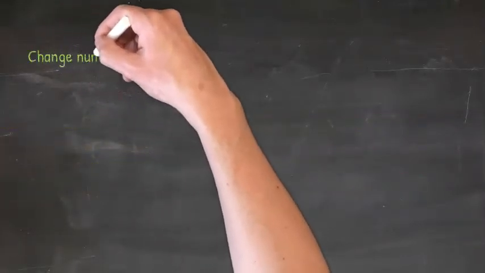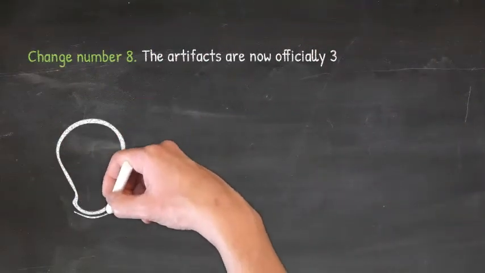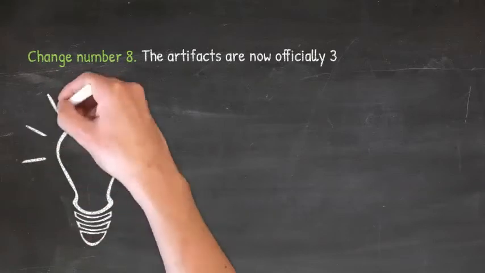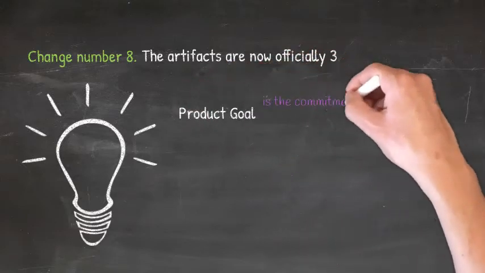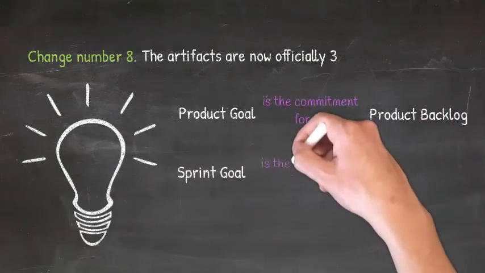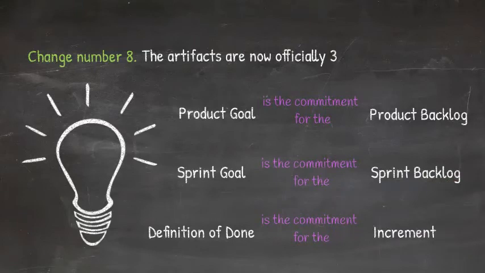Change number 8. The artifacts are now officially 3. So far, there have been 4 official artifacts in Scrum: product backlog, sprint backlog, definition of done, and product increment. Definition of done has been dropped, and together with product goal and sprint goal become commitments for the individual artifacts, as follows: product goal is the commitment for the product backlog, sprint goal is the commitment for the sprint backlog, definition of done is the commitment for the increment.